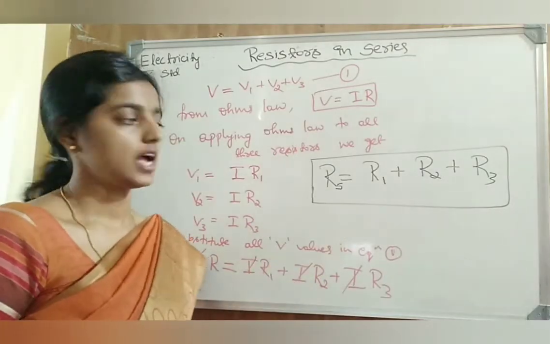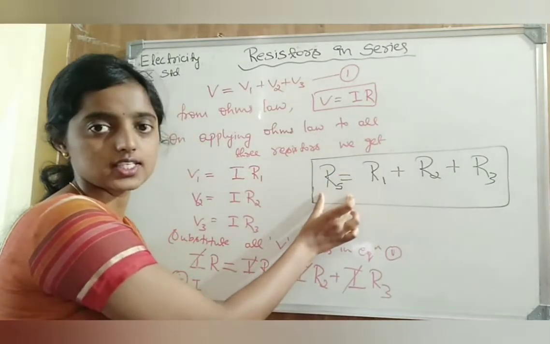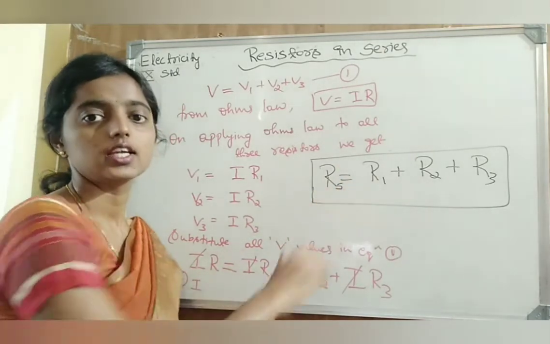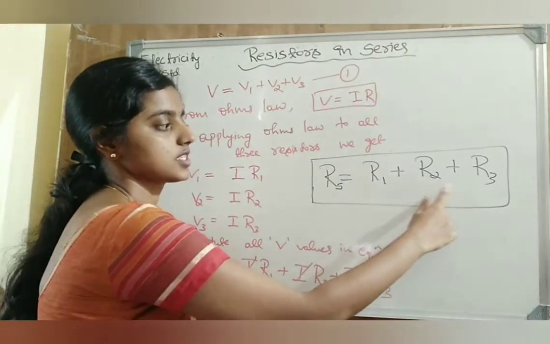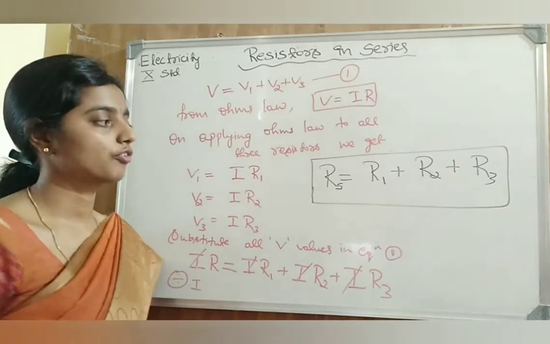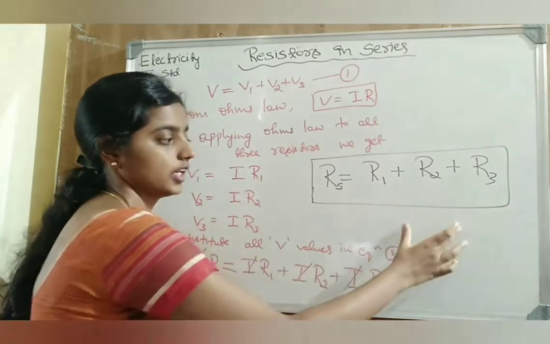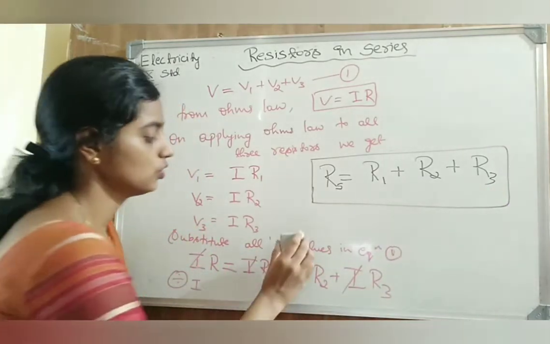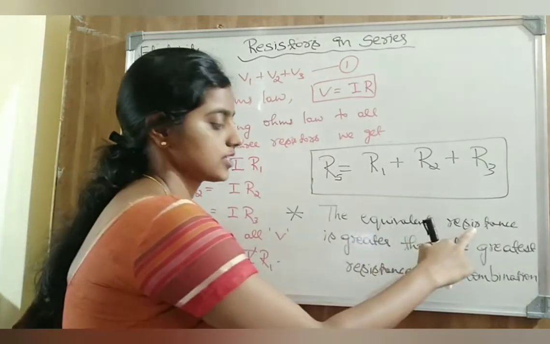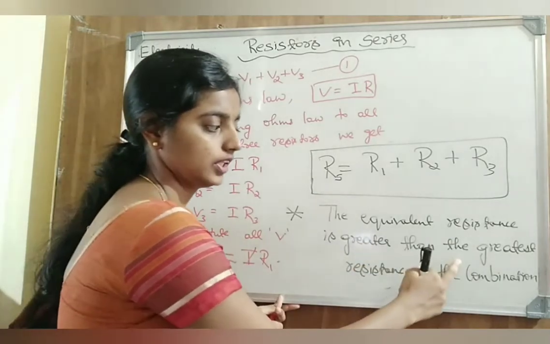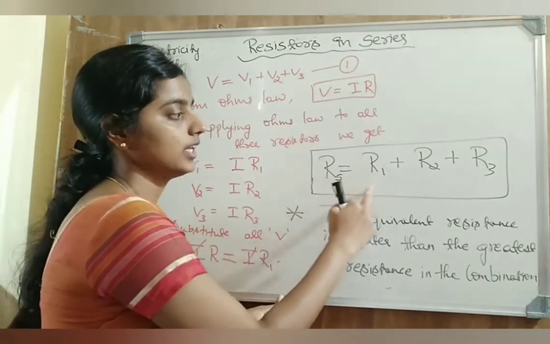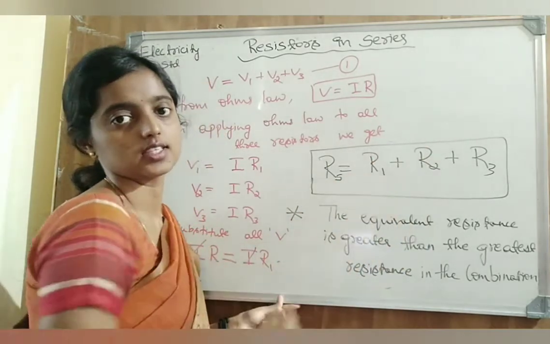We can conclude this as, we can call it equivalent resistance. It may be in series or it may be in parallel. Equivalent resistance of series is equal to the sum of the resistors. So equivalent resistance in series equals the sum of the individual resistances. And here there is one more point which we need to remember: the equivalent resistance, that is RS, is greater than the greatest resistance in the combination. That is, RS will be greater than any one of these resistances.